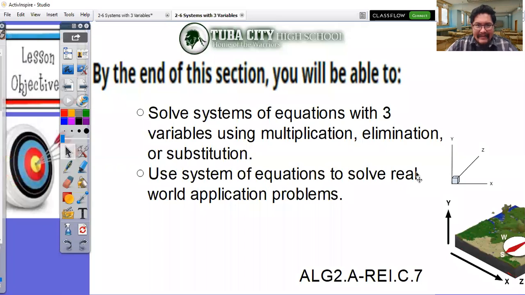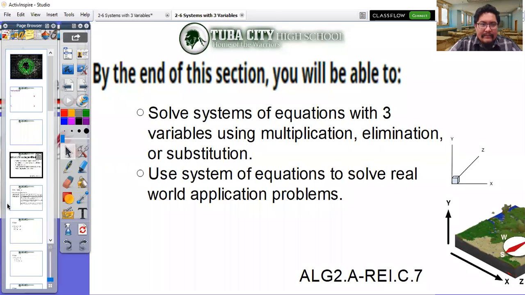So we're going back and doing the systems of three equations. We didn't really finish it the last time because we got through a lot of the equation parts. So again, you have to have three variables, and you can solve it using either multiplication, sometimes called the elimination method. Sometimes you can also use the substitution method as well. So we're going to focus on this one here.